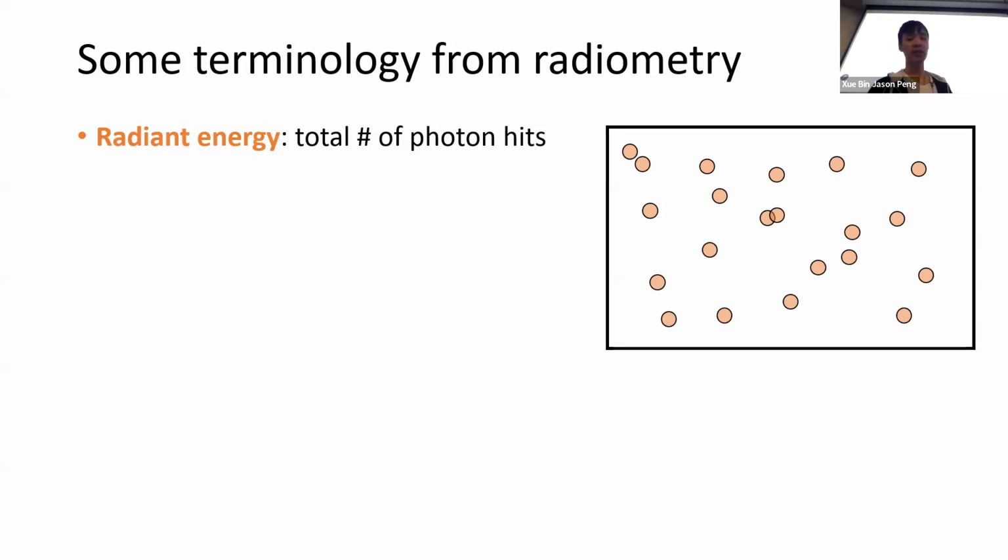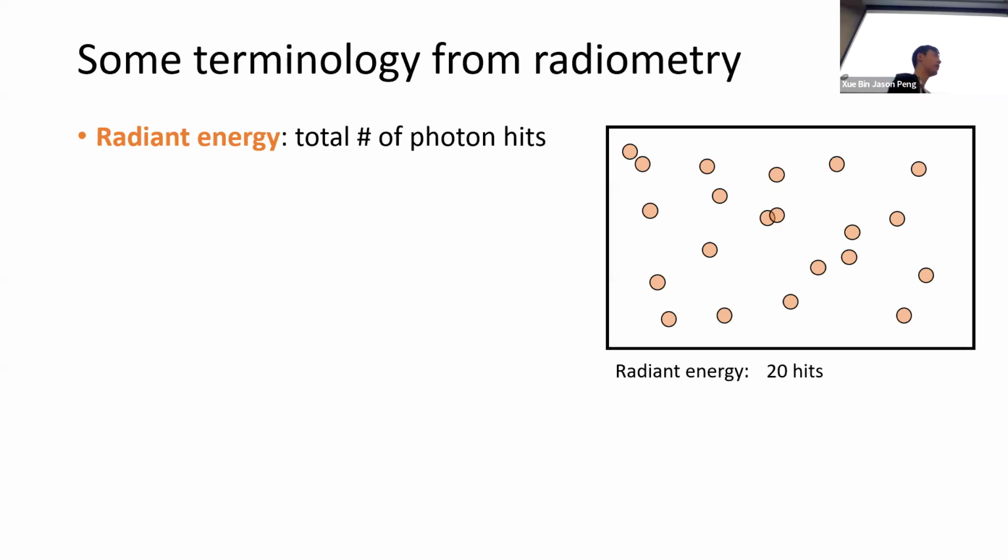On the right, in this simple example here, we have a surface, and we can count the total number of photons that hit the surface over some period of time. In this simple example, we have 20 hits. So we can say that roughly about 20 photons worth of energy arrived on the surface.